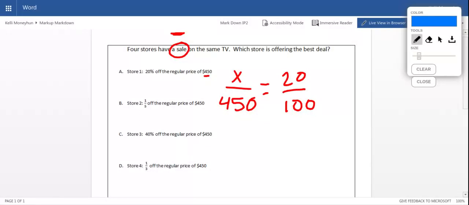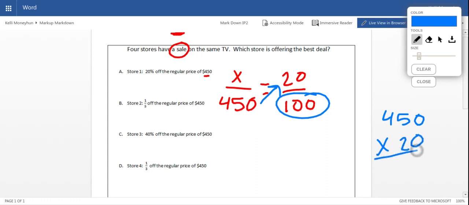Okay, so we are solving this proportion. 450 times 20 and then divided by 100. So I have 450 times 20. I have a 0 placeholder because that 0 in the 20 is not going to multiply with anything. So 0 placeholder, then 2 times 0 is 0. 2 times 5 is 10. 2 times 4 is 8 plus 1, 9. All right, 9,000.